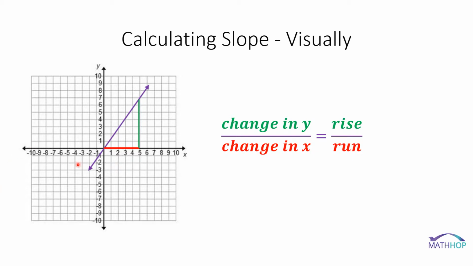We can simply count. We can say 1, 2, 3, 4, 5, 6, 7, and that would give us a rise of positive 7. For our run, we can do the same thing. We travel 1, 2, 3, 4, 5 units to the right for a run of positive 5. Writing that as the ratio of rise over run, we get 7/5 as the slope. Not too bad. Let's look at one more.